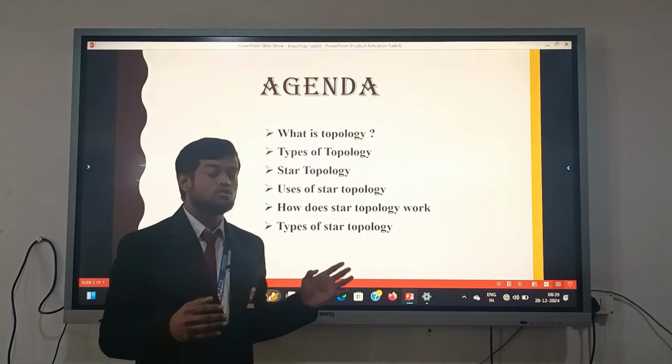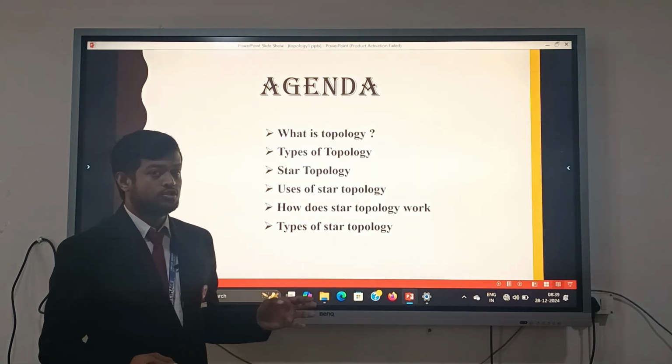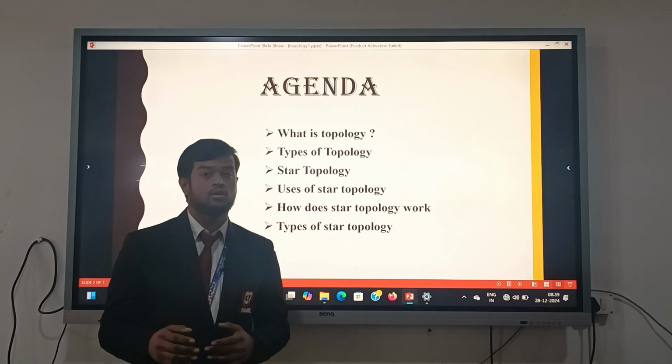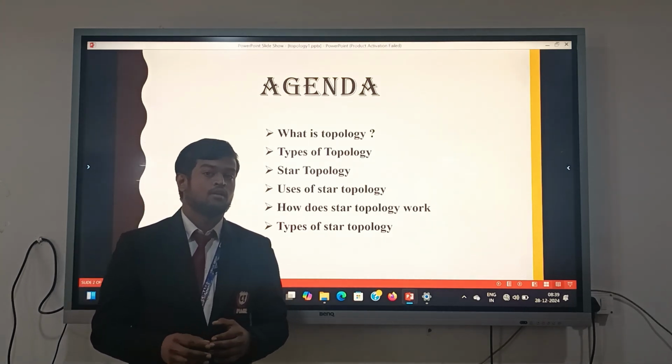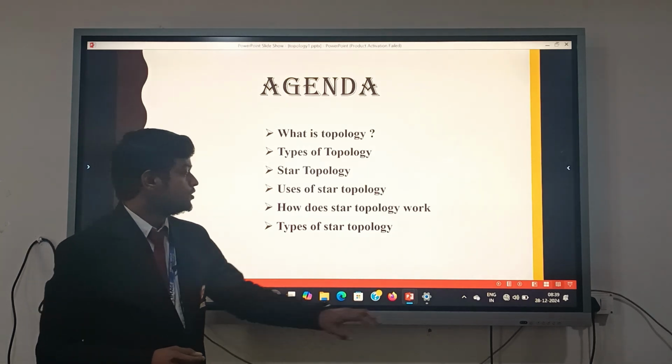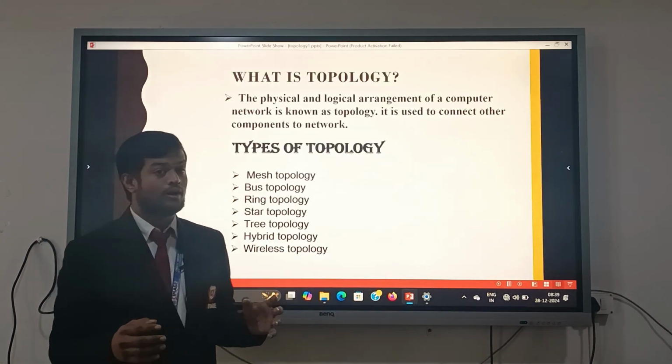Today we will learn about what is topology and types of topology. In types of topology, we will basically learn about star topology, where star topology is used, how it works, and the types of star topology. So in the next slide, we will learn about what is topology.